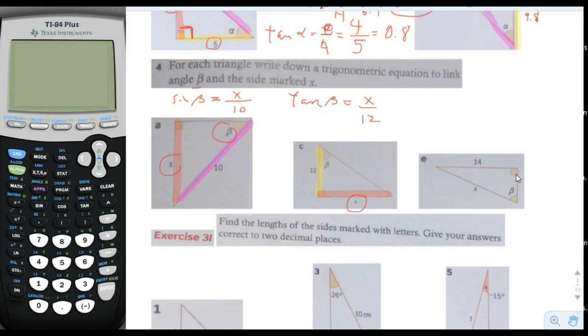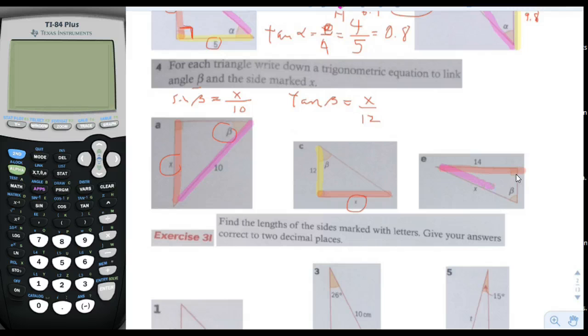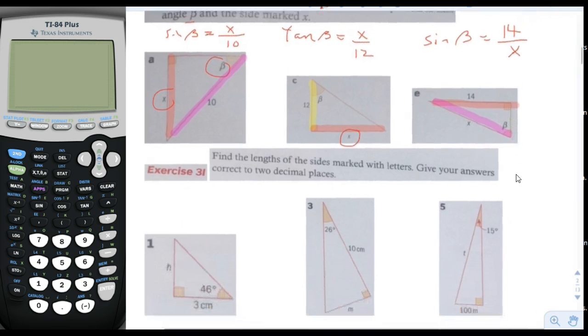Now for this last one here, we have the opposite is 14, and the hypotenuse is x. So the sine of beta is equal to the opposite, 14, over the hypotenuse, which is x. Okay? All right, let's move on.